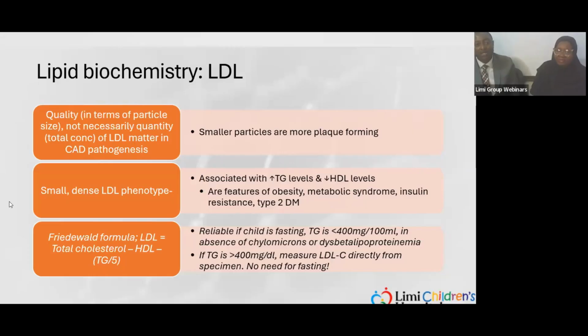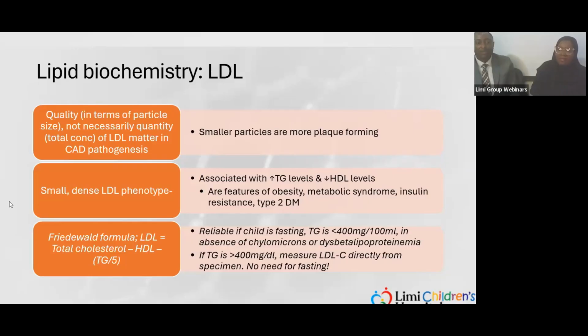The small dense lipoprotein phenotypes have been found to be associated, even though some labs will not be able to measure it. But we assume when triglyceride is high and high density lipoprotein is low, that picture is usually associated with presence of the small dense lipoprotein. And these are features of obesity, metabolic syndrome, which we'll talk about in details shortly, and type 2 DM.